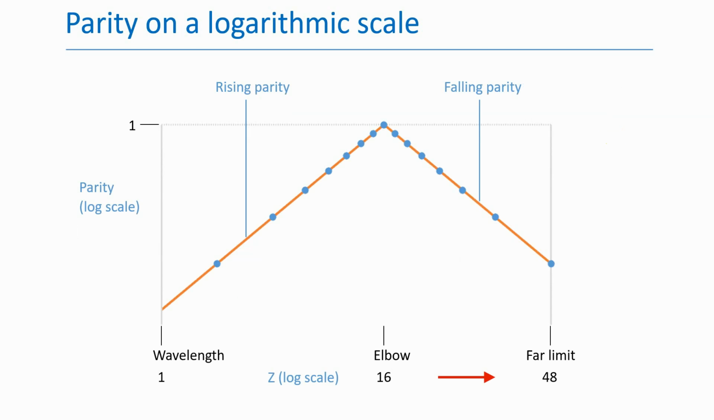One more thing. The falling parity may seem to have an odd shape, but it looks more natural when the axes are logarithmic. Then, the falling parity appears as a straight line. Note that this is without a lens. Sometimes this can be useful.